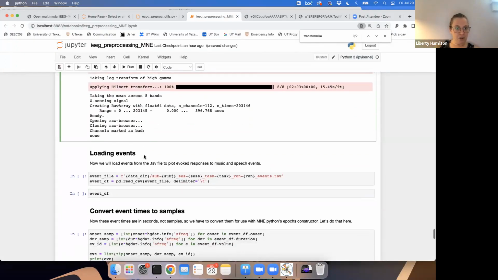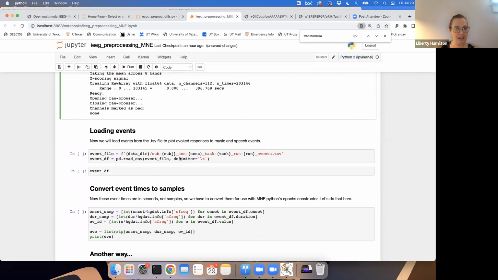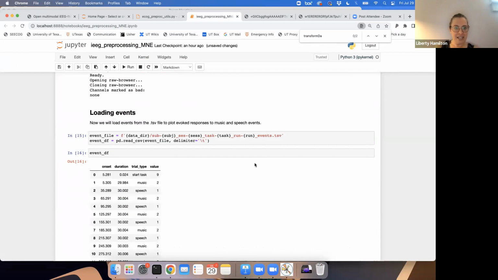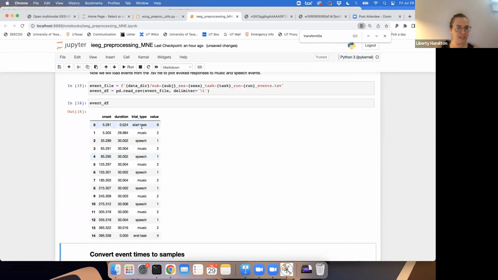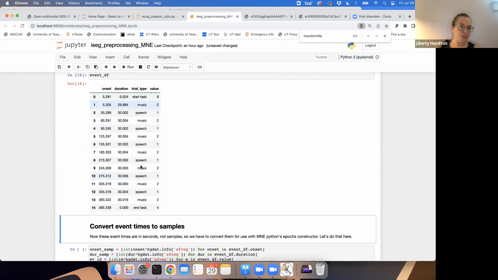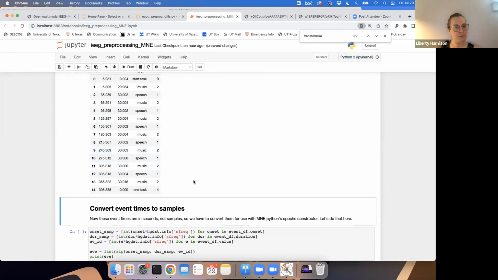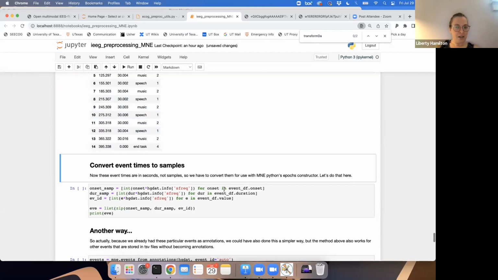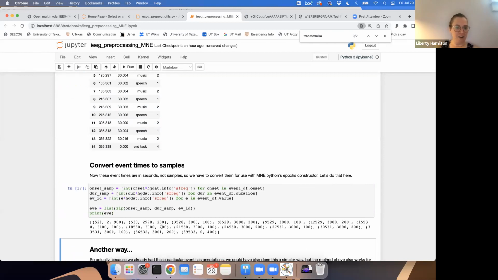Okay. And so now the last thing we will do is we can load the events and turn them into evoked plots. And so this has a TSV file that we can load with pandas, and you can see the onset, duration, and trial type here. And what you could do is take this TSV file and convert it into something that MNE is able to use, because MNE likes these things to be in samples and not in seconds. And so here I have done that by just creating a set of lists and then zipping them together to create my set of events.